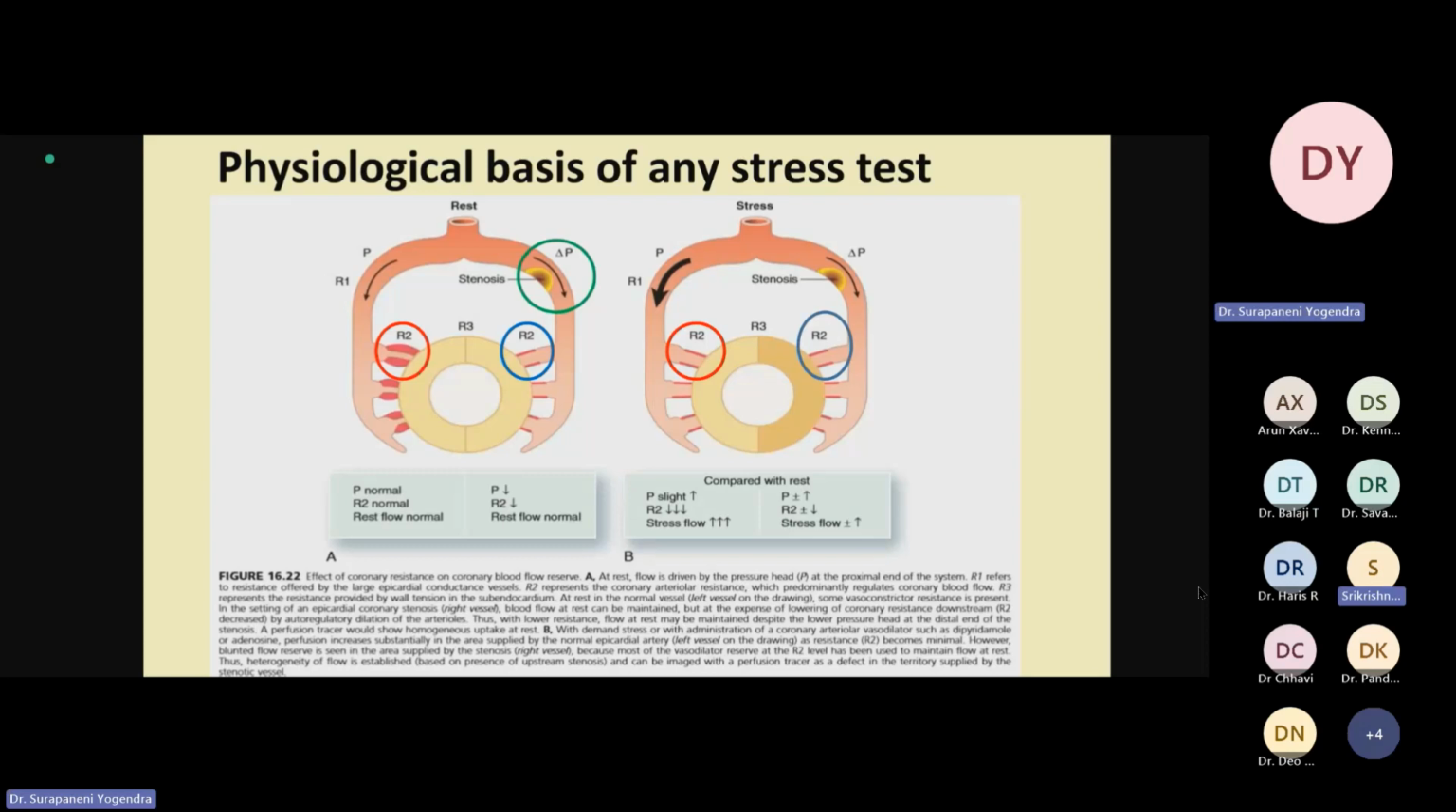With demand stress or the administration of coronary vasodilators such as dipyridamole or adenosine, perfusion increases substantially in the area supplied by the normal epicardial artery as the resistance R2 becomes minimal. However, a blunted reserve is seen in the area supplied by the stenotic vessel because most of the vasodilator reserve has already been used to maintain flow at rest. So this forms the basis of all myocardial stress tests.